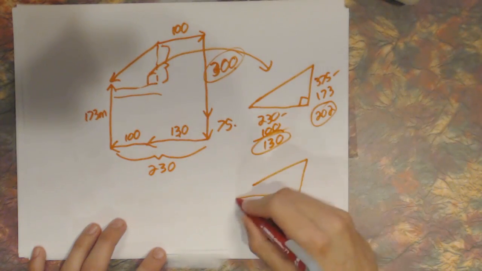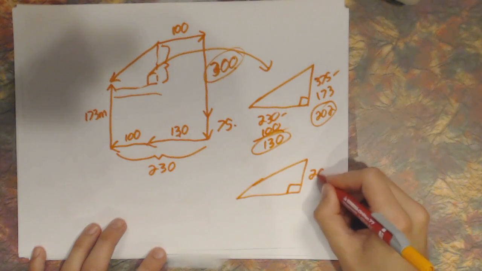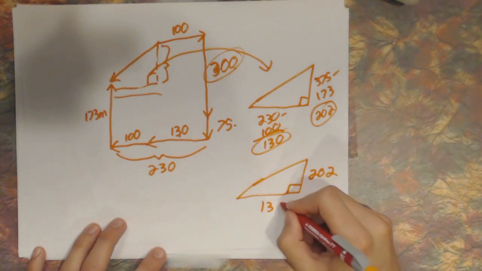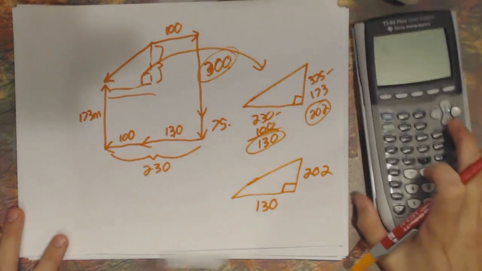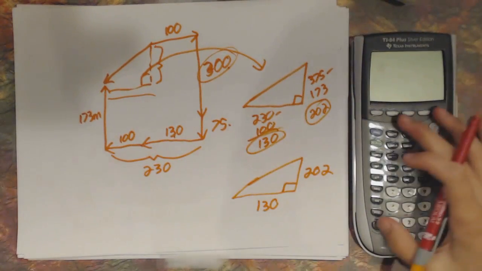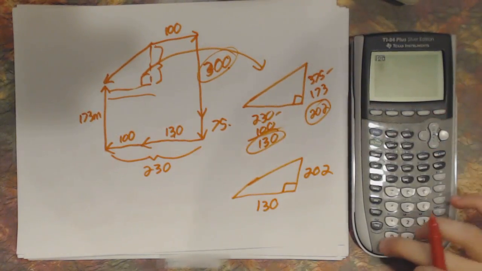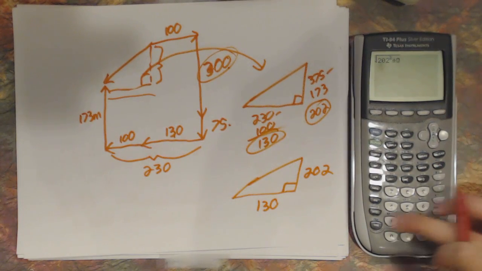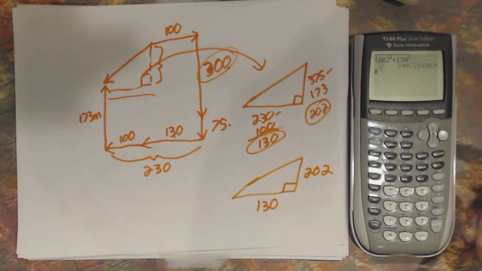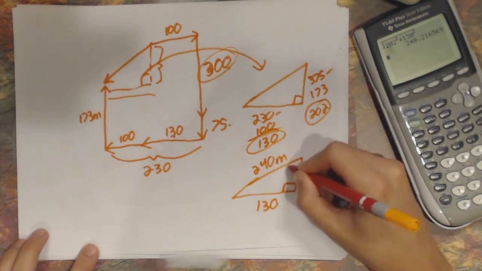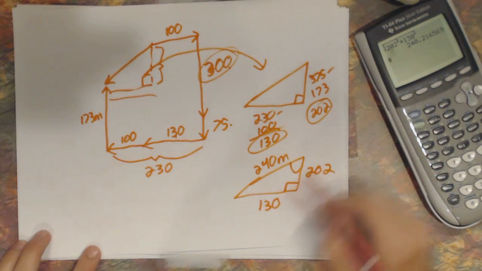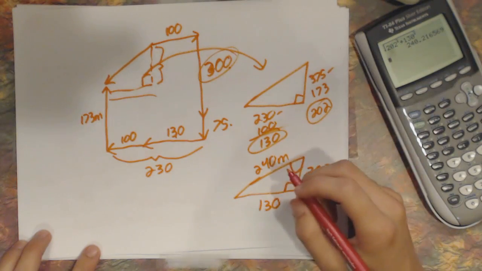So we'll redraw our triangle again. We have 202 and 130. And we're going to use the Pythagorean theorem real quick to figure out this distance. So we're going to use the square root of 202 squared plus 130 squared, and we're going to get 240.2. We'll just call it 240. And then we need this. This is a horribly misproportioned triangle, by the way. This is 202 and this is 130. This side should be a lot longer, but deal with it.